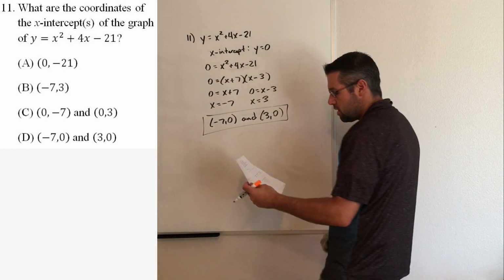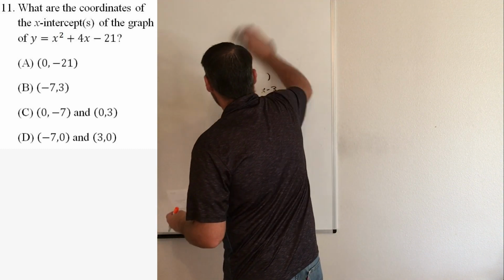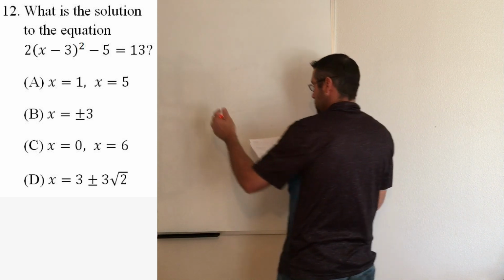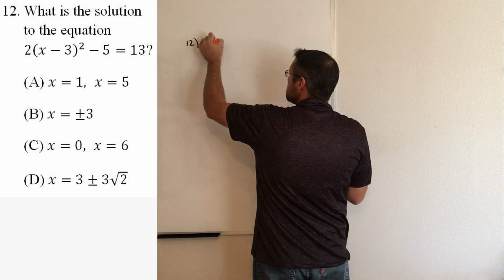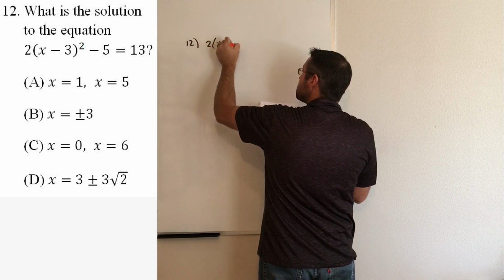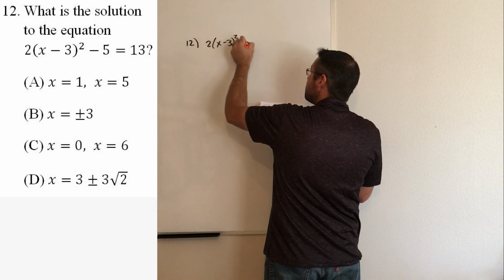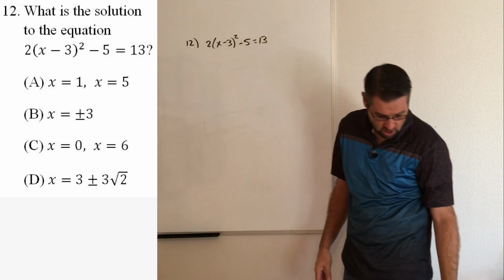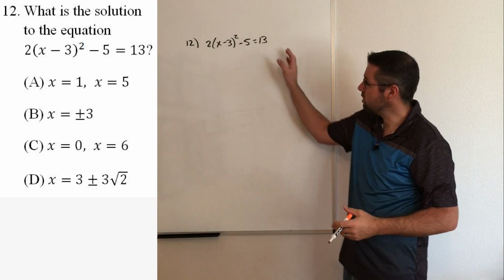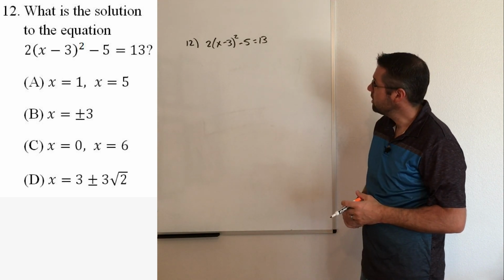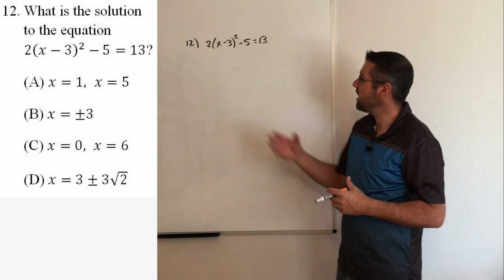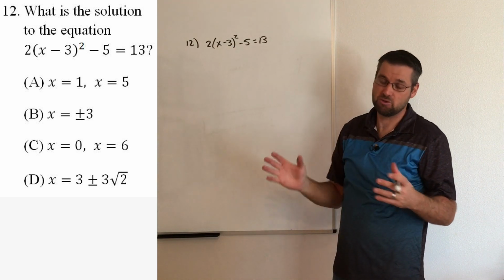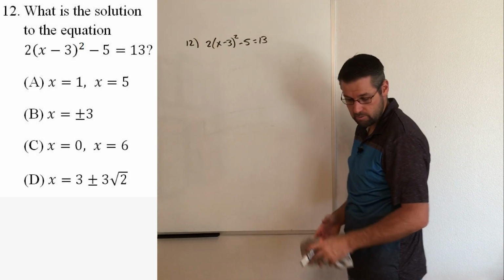Okay? For number 12, it says, what is the solution to the equation? This one looks a little bit gross: 2 times (x minus 3) squared minus 5 equals 13. Later on in future units, we're going to be talking about the vertex form. This is actually the vertex form. But we're going to go ahead and isolate x here. We have a singular x. It's already in a factored form in a sense, so I can isolate x without doing the quadratic formula or factoring.